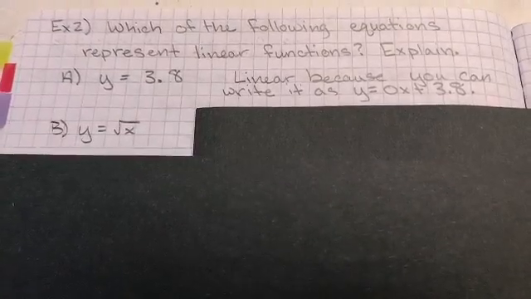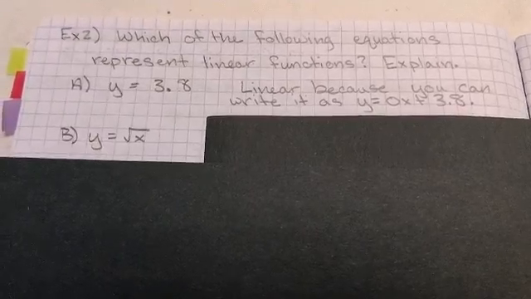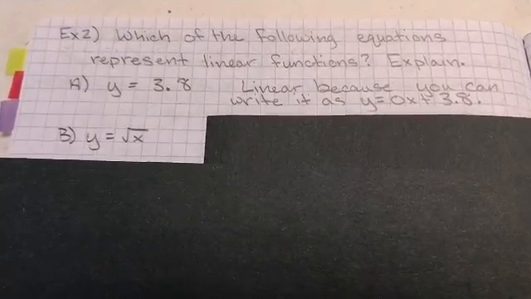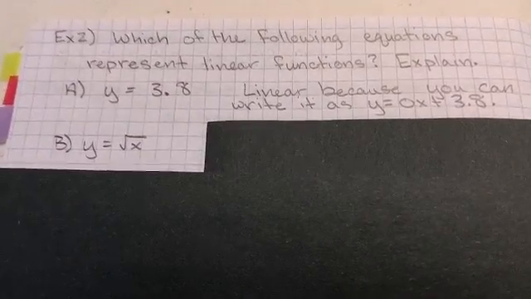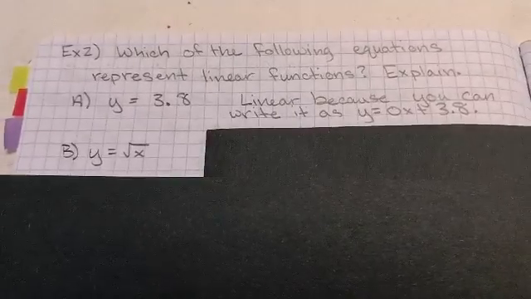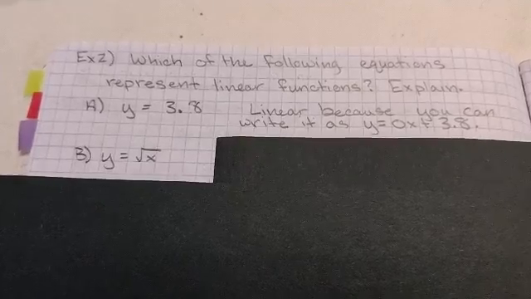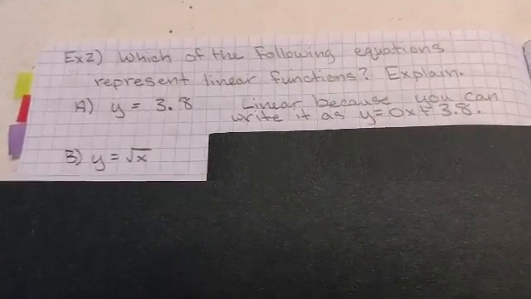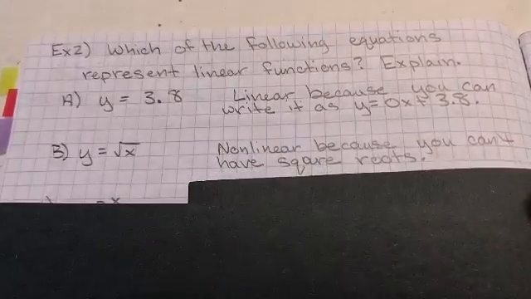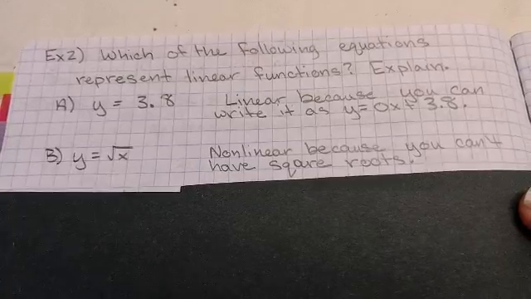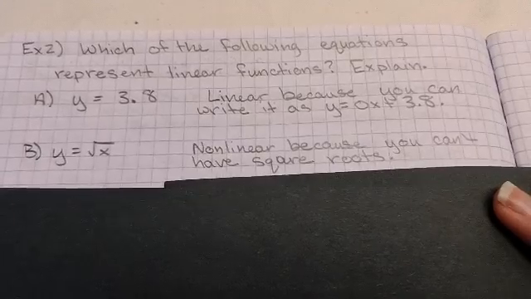Part B. Y equals, this little box is called the square root of x. Y equals the square root of x. Well, I have to be able to put it in the form of y equals mx plus b. My x does not have a square root in my basic equation, which means this is going to be non-linear because you can't have square roots. No square roots allowed if it is linear.